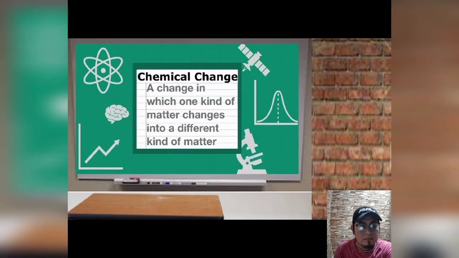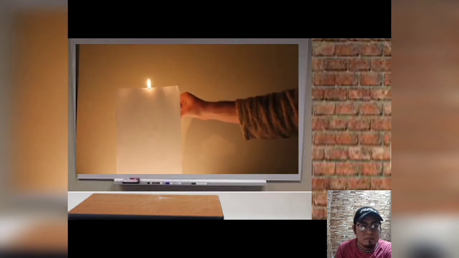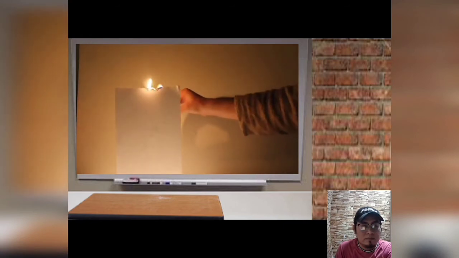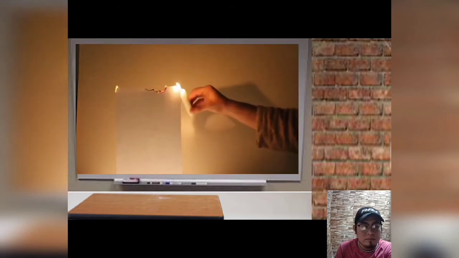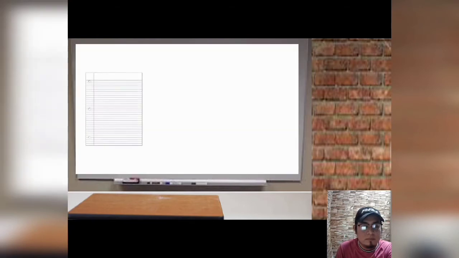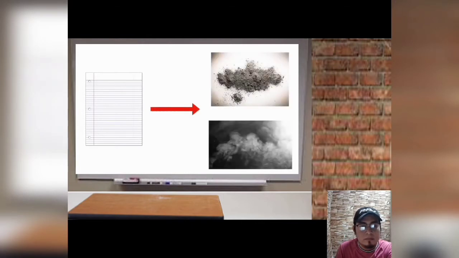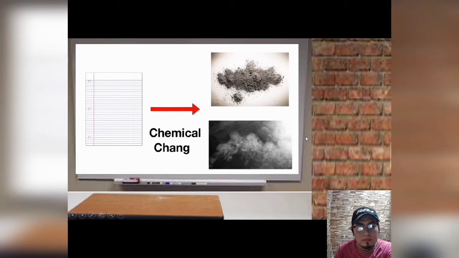In contrast, a chemical change is a change in which one kind of matter changes into a different kind of matter. Say instead of cutting the paper, we decided to take a candle and burn the paper. Well, as you watch the paper burn, what you're seeing happen is a chemical change. A new substance is being created. When you burn paper, the paper is turning into both ash, which you might see on the floor, and the smoke that you see going up in the air. And because paper is turning into these new substances, this is an example of a chemical change.